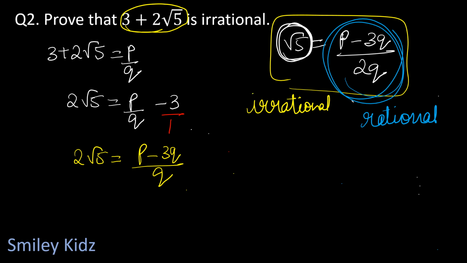How can an irrational number be equated to a rational number? Isn't it? This is a contradiction which has arisen due to the incorrect assumption that 3 plus 2 root 5 is a rational number. So we conclude that 3 plus 2 root 5 is an irrational number.